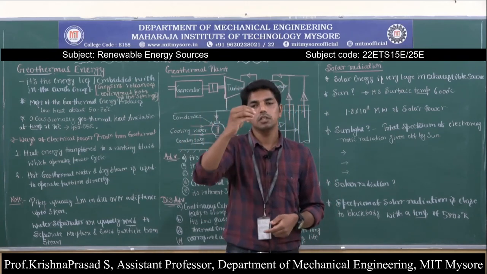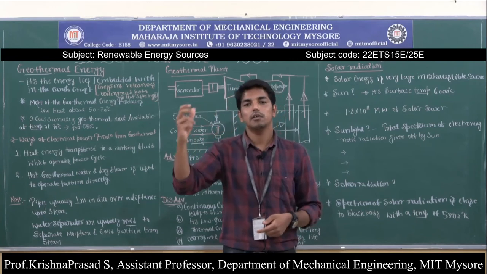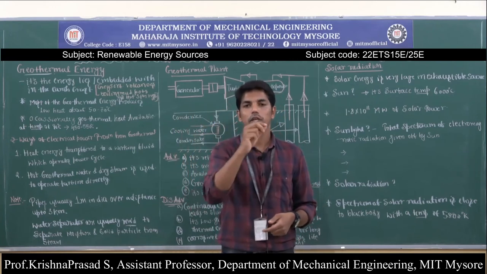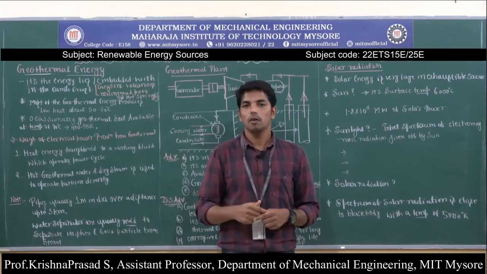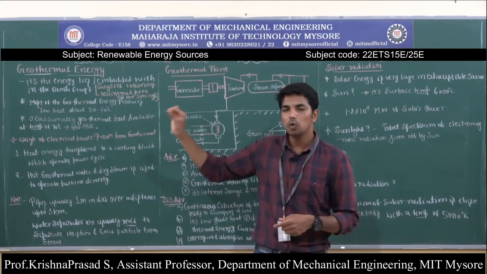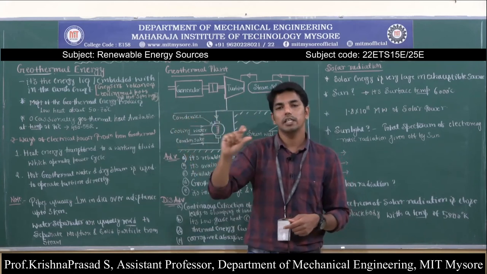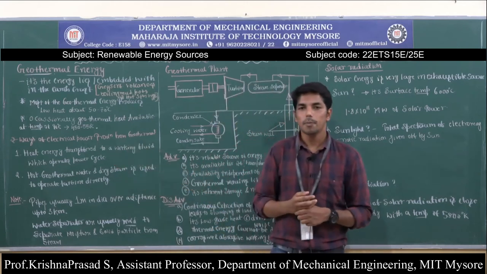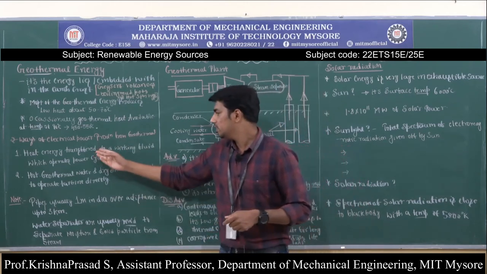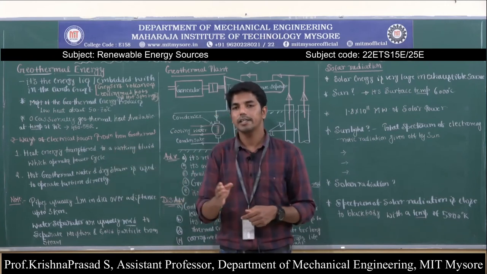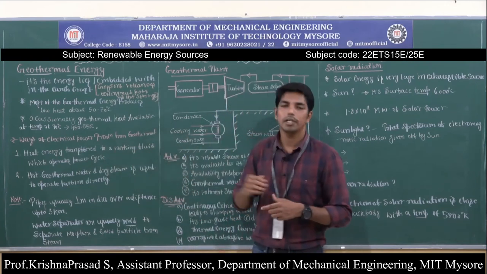Once it transfers its heat to the secondary working fluid, the working fluid changes its phase from liquid to vaporized fluid. Then the vaporized working fluid is used to run the turbine and generate electricity. So that is what happens in the first condition. I repeat, here heat energy is transferred to a working fluid which operates the power cycle. It particularly takes place at a region of volcanoes.